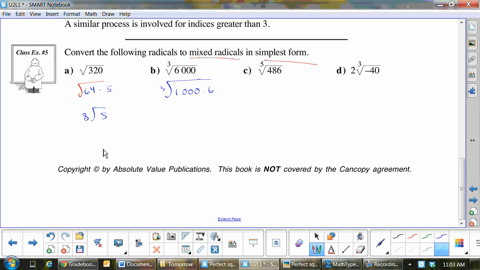You see 27, a little thing should be going off, okay? 81s, things like that. 243s. 243, I know that's one of them, right? Now, cube root of 1,000 is 10 cube root 6, okay? So those are entire mixed radicals, okay?